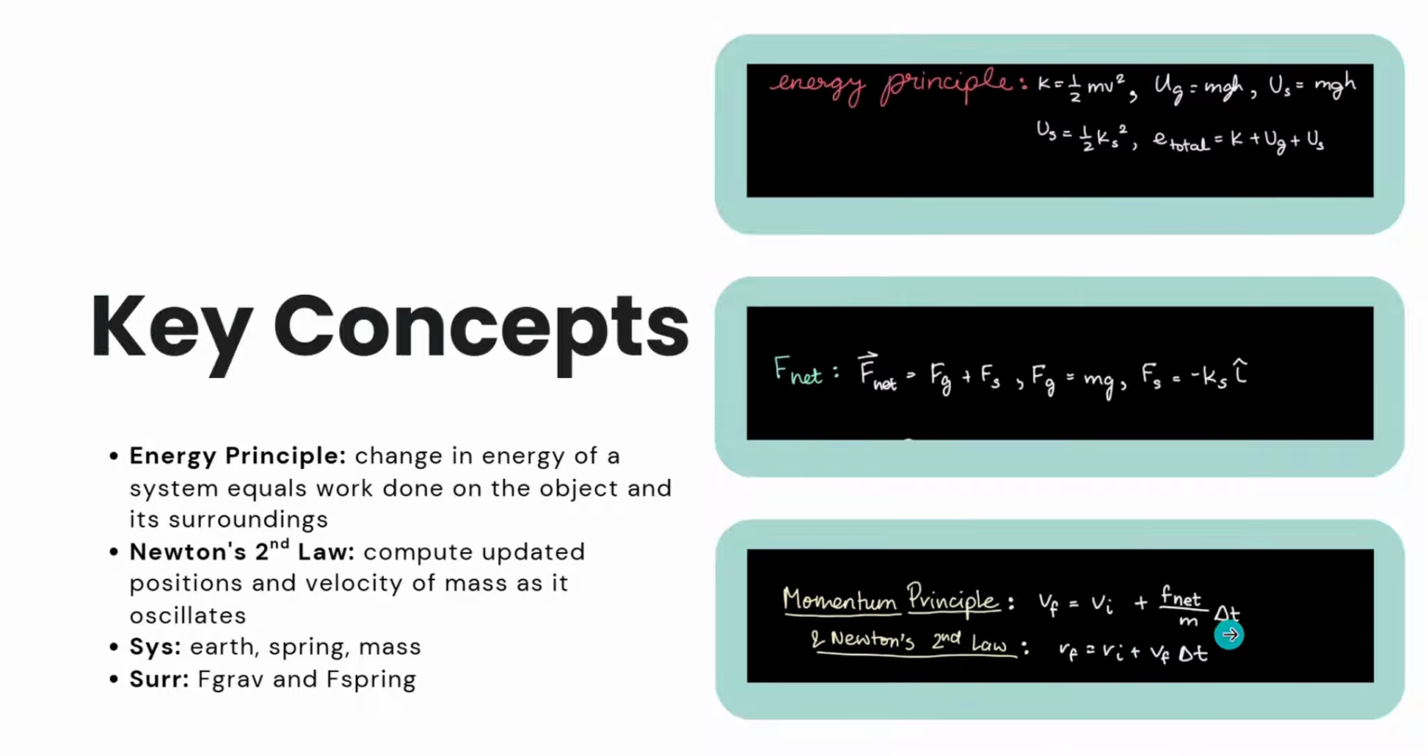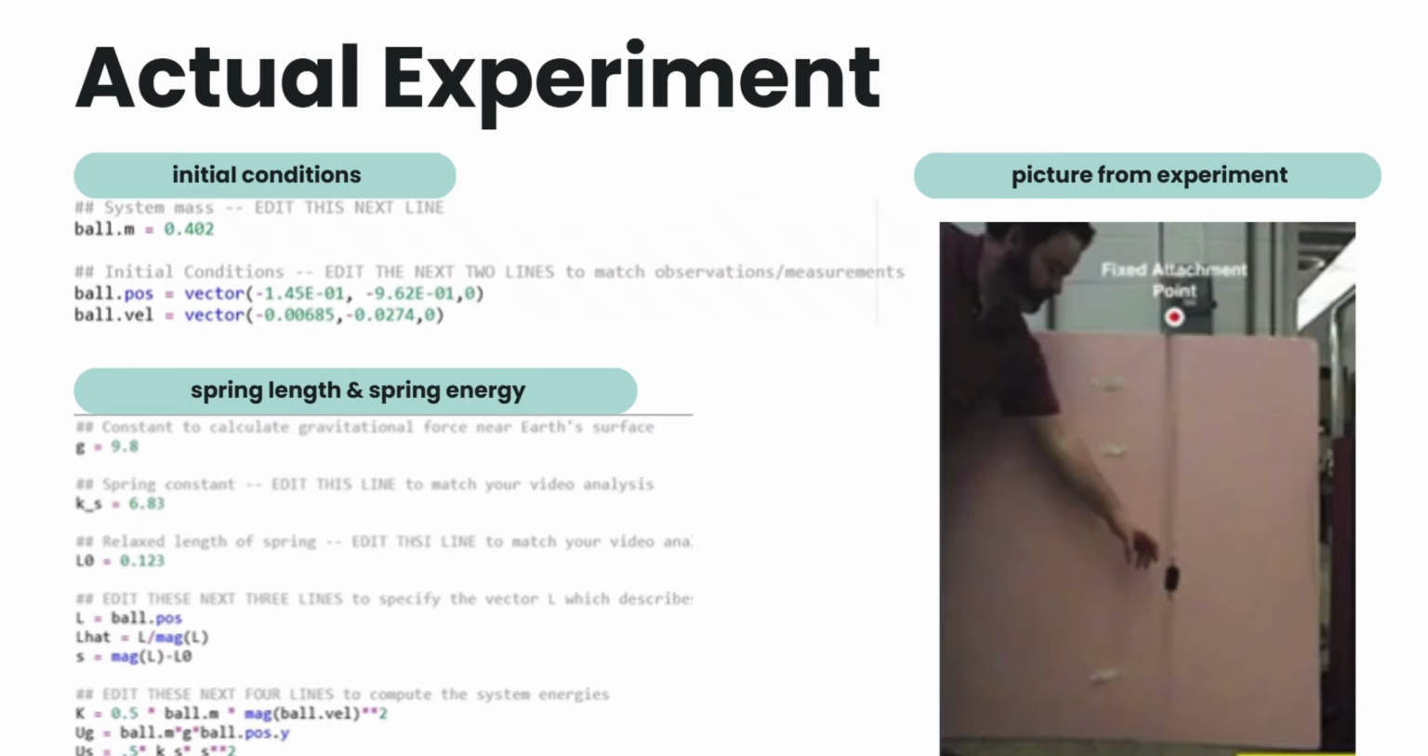The momentum principle was v final equals v initial plus F net over m times delta t. r final equals r initial plus v final times delta t. The system here was the earth, the spring, and the mass. The surroundings were the gravity and the spring. So as for the actual experiment, here we have the initial conditions. The ball mass was 0.42. Position was as we were given in the experiment, and gravity is 9.8.